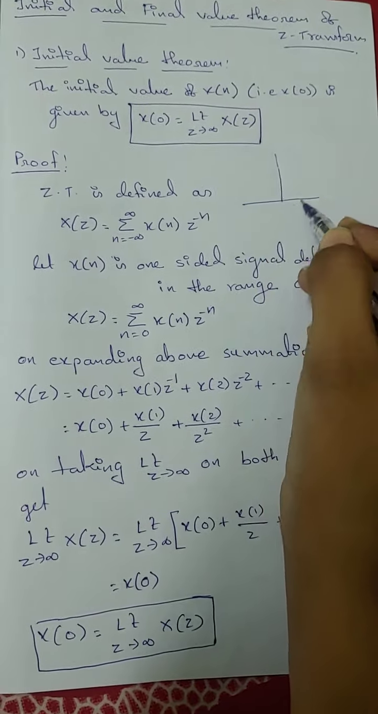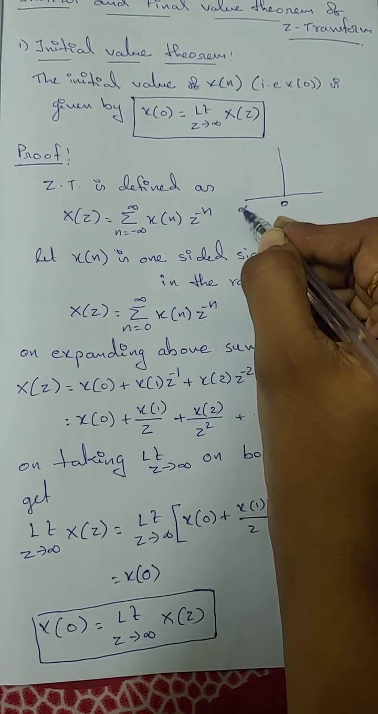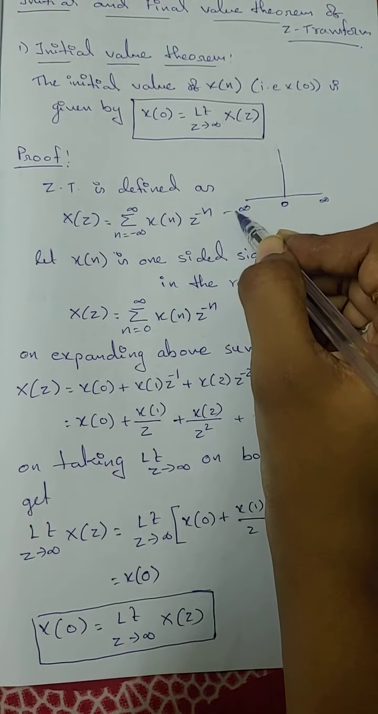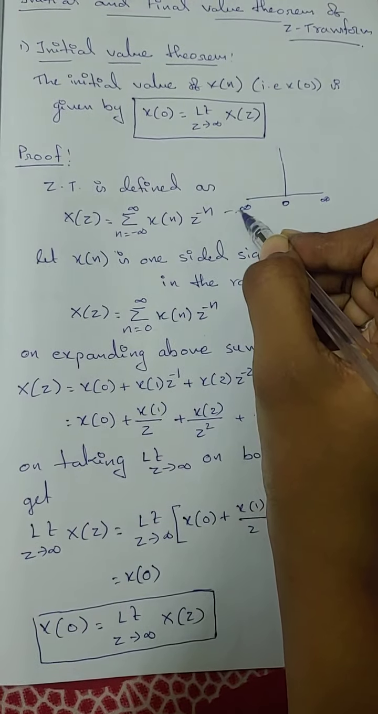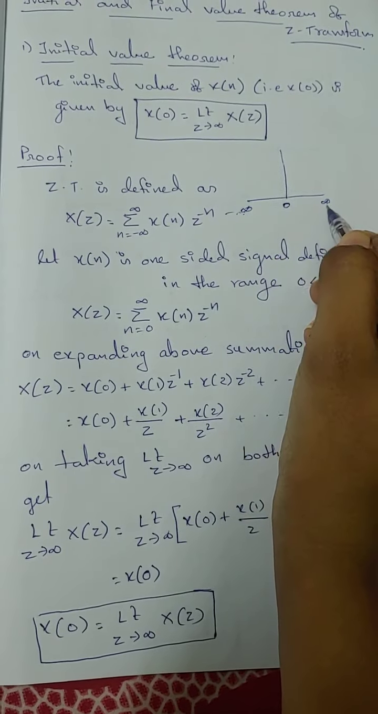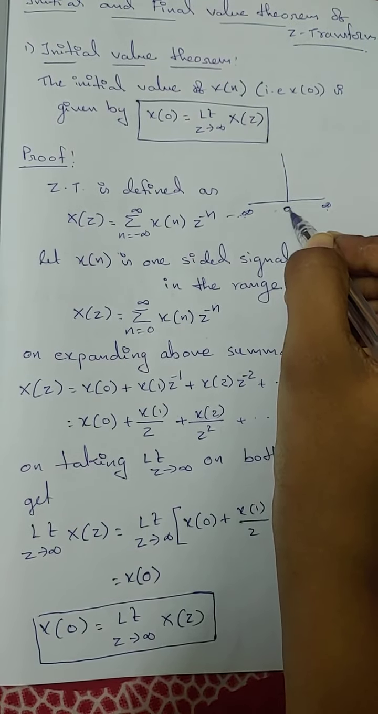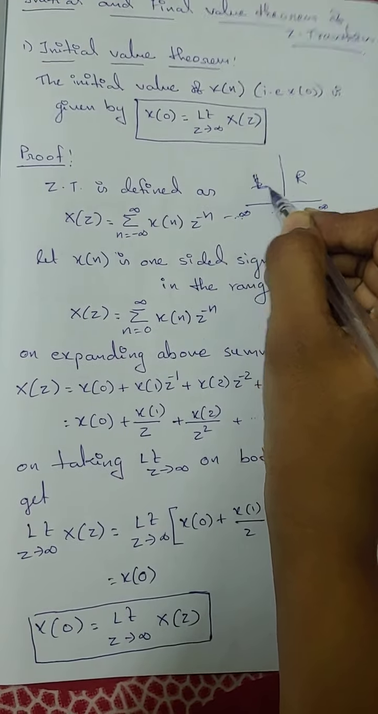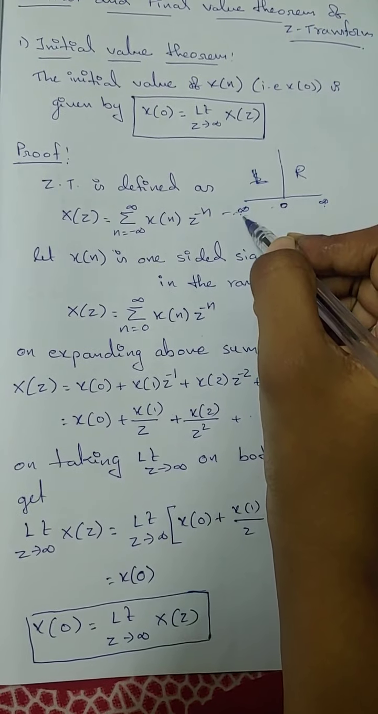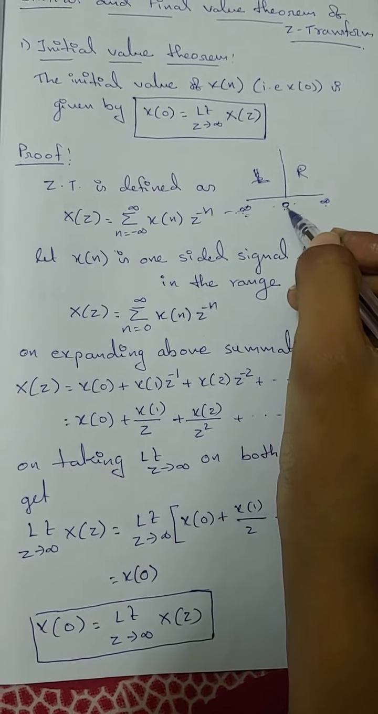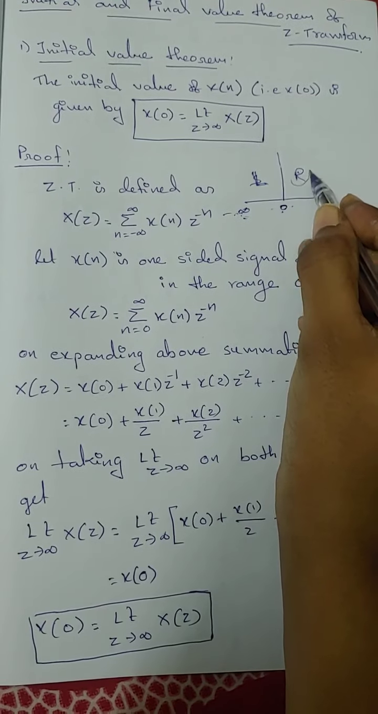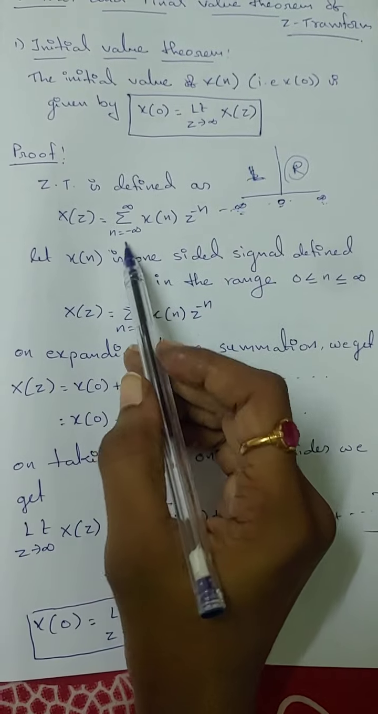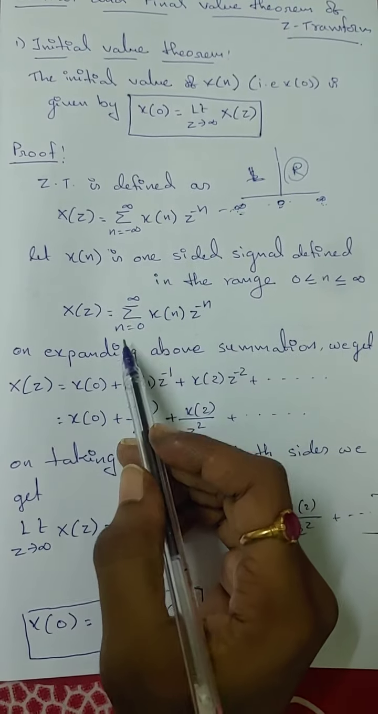For example, here there is an axis, here is 0, here is minus infinity, and here is infinity. A double-sided signal has limits from minus infinity to infinity. If it is single-sided, then this is a right-side signal and this is a left-side signal. The left-side signal limits are from minus infinity to 0 and the right-side signal limits are 0 to infinity. So if x of n is single-sided, you have to take the limits from 0 to infinity.